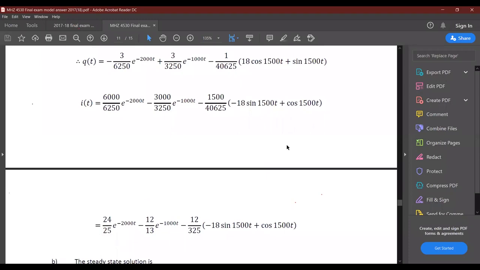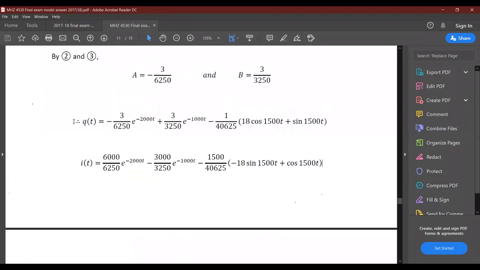So the next part is the easy part: indicate the steady state solution of charge. They're asking to find the steady state. Steady state is when the time goes to infinity. When the time goes infinitely large, what is the current flow? They're asking only for the charge. So in the equation of charge, we only need to substitute infinity in the place of time.